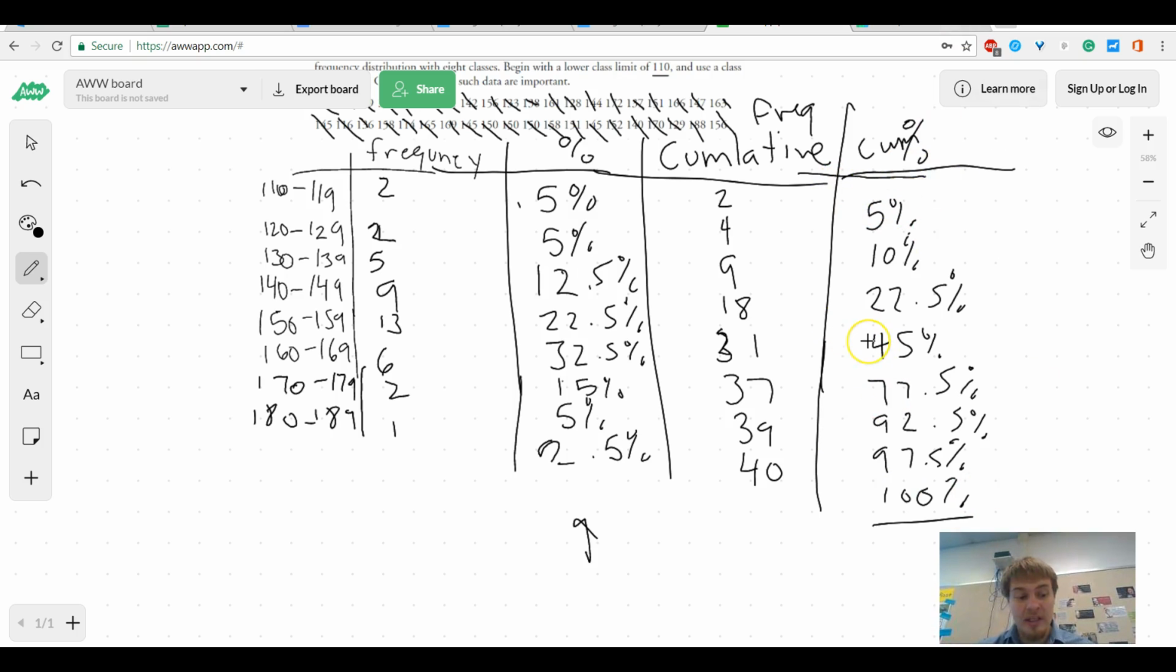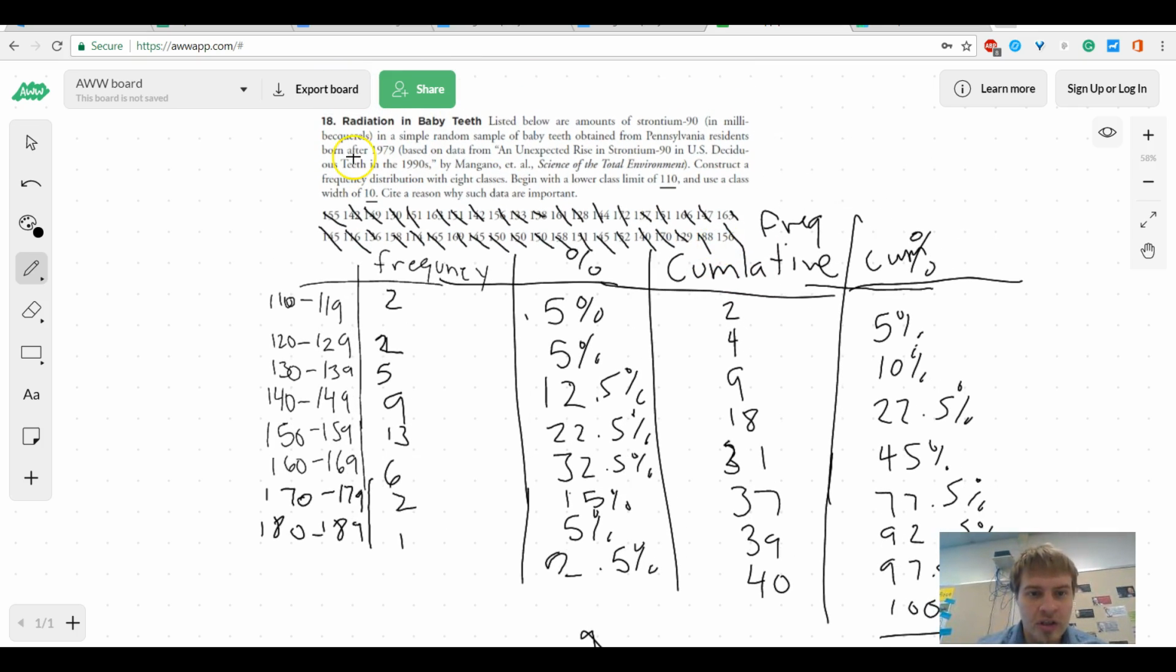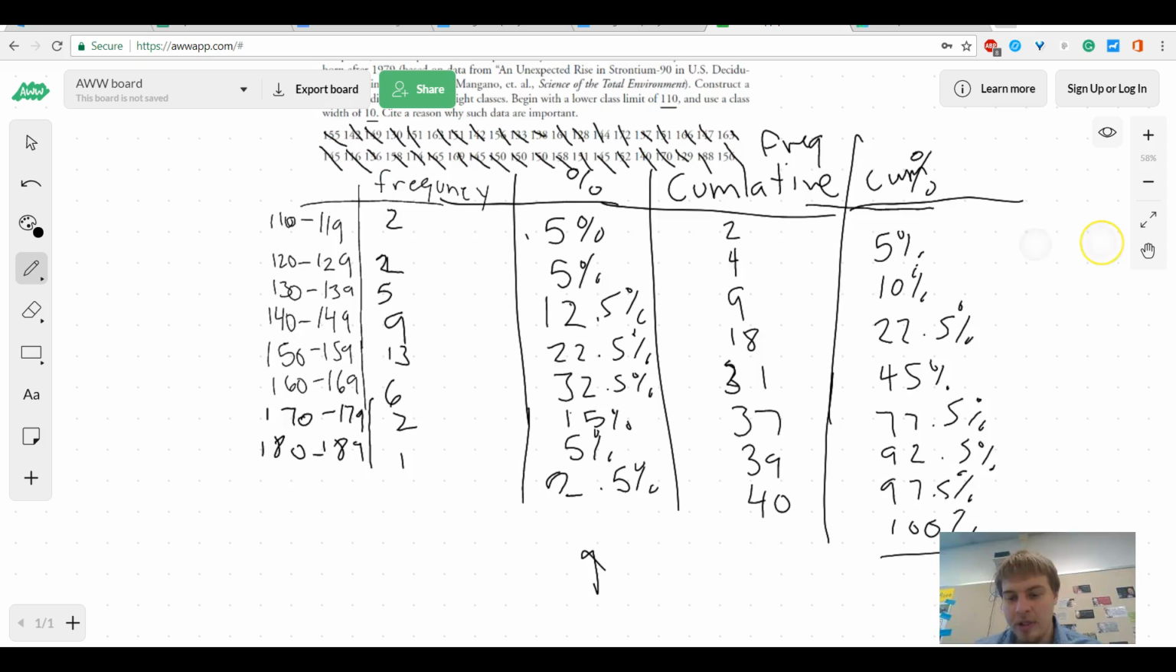This cumulative frequency is really important for percentiles. When they ask you what percentile you scored in, it just means how they broke up the groups. And if you were in this one, you'd say, I did pretty well, I was in the 97.5 percentile. Now this data is for radiation in baby teeth. So you probably would not want to be in a high percentile for this. A low percentile would be better. If I'm in the 5th percentile, I have low radiation in my teeth.